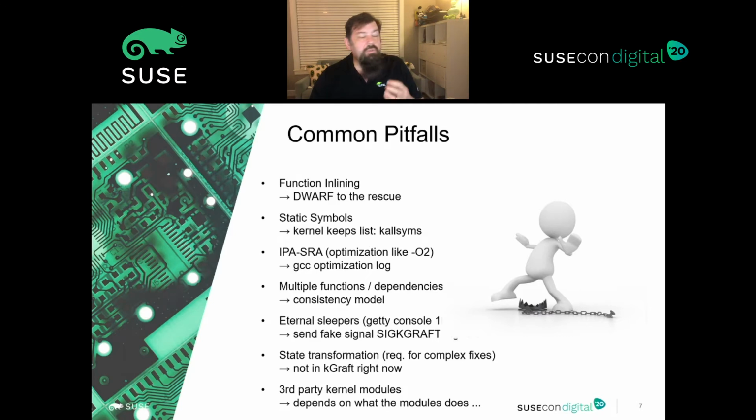Essentially, this is similar to what we were talking about with function inlining, where we just copied functions because it was more efficient. This is the same thing, where compilers can optimize the code in a way that makes it difficult to patch. So this is something where we really need to pay attention to these pieces, and it makes live patching very, very complex. Multiple functions, multiple dependencies. Again, this is all part of that consistency model that we're going to talk about in just a minute on the next slide.